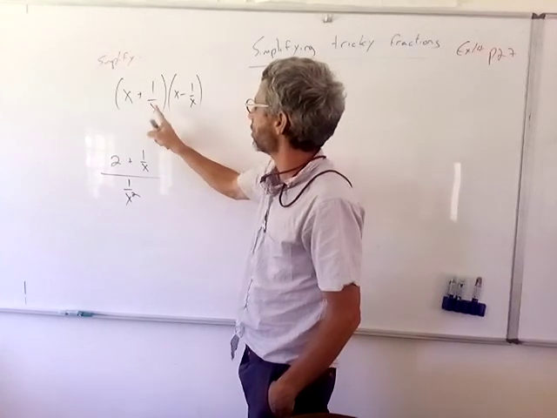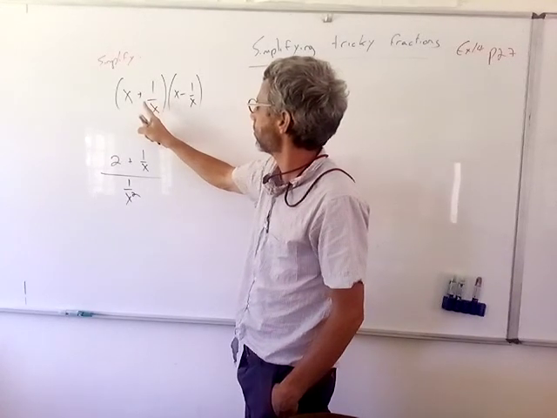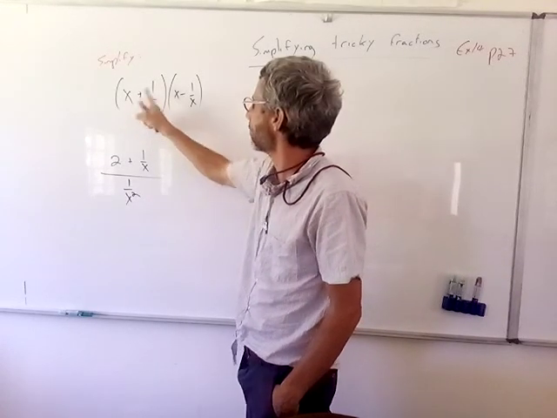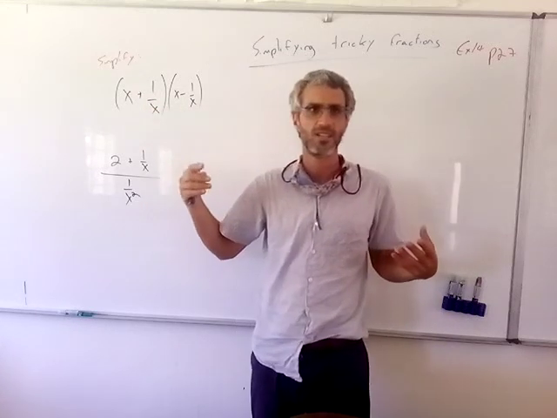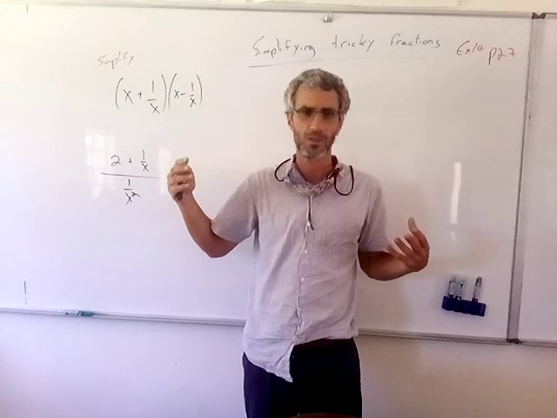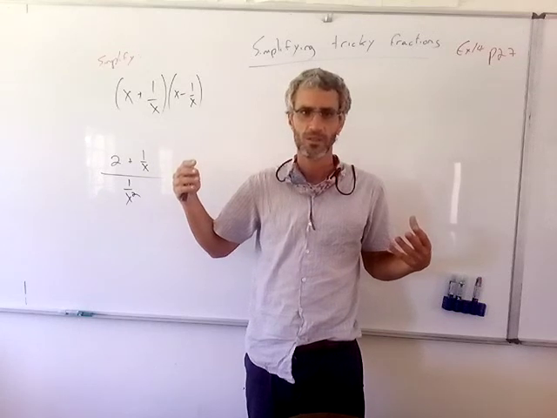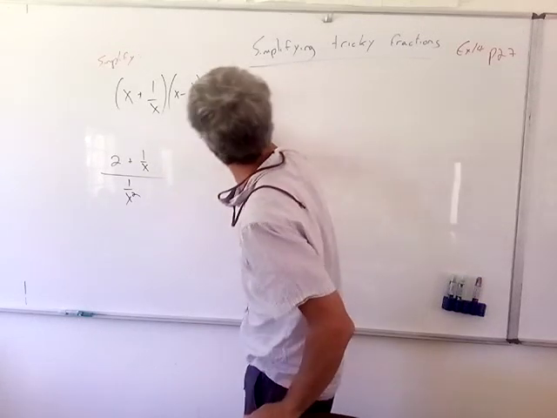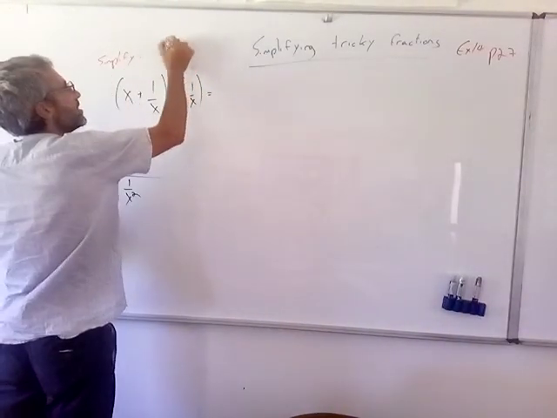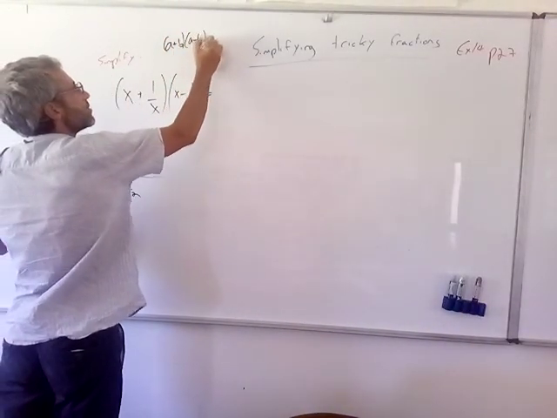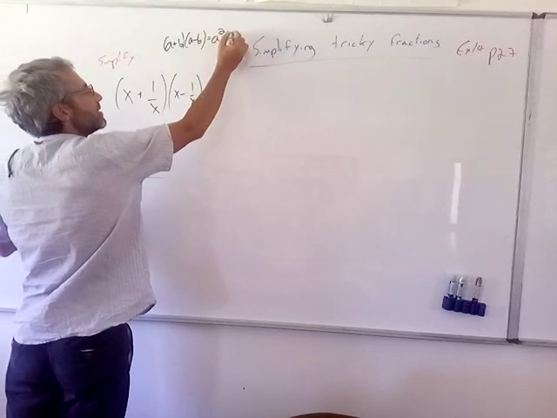Now, this is actually, we learned a formula. What formula can we use? We have x plus 1 over x times x minus 1 over x. What are we going to get? What kind of formula? Can you say x squared minus y squared? Yeah, almost. So this is basically connected to that formula: a plus b times a minus b, which is a squared minus b squared.